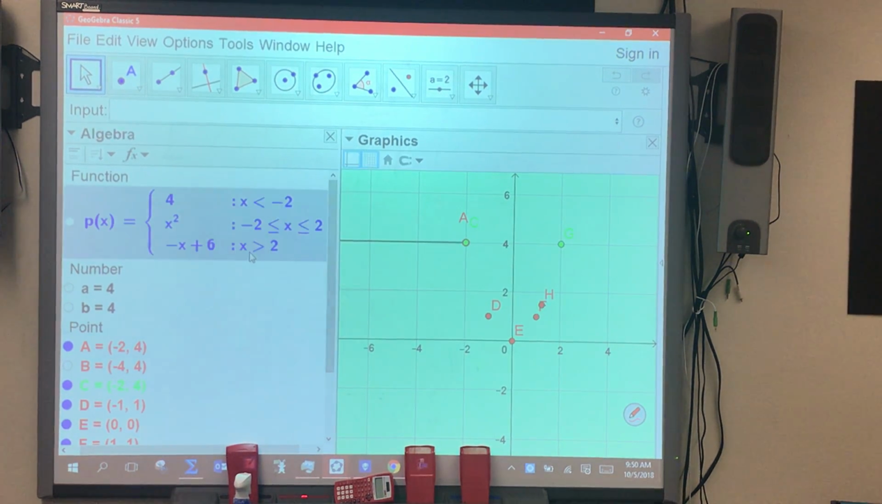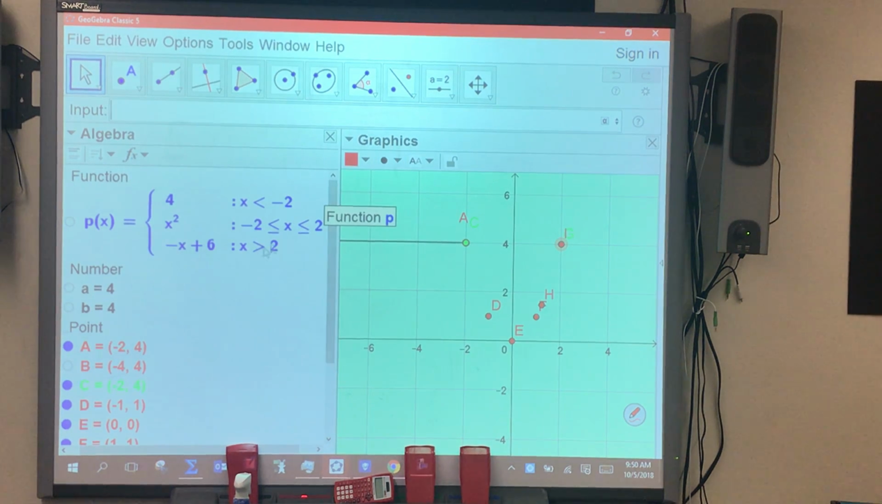Now I get to this last rule. This last rule says x has got to be bigger than 2. Well, if x is bigger than 2, I still have to use 2 to get a starting point. If I put 2 in, what do I get back here? I get 4 back, okay? So I need the point 2, 4. And it puts it on top of that green one, right?